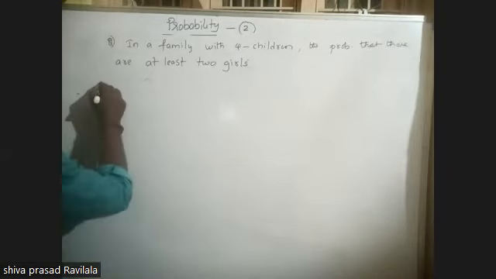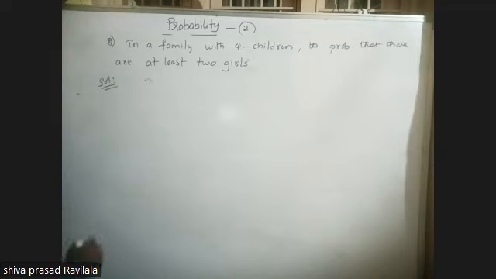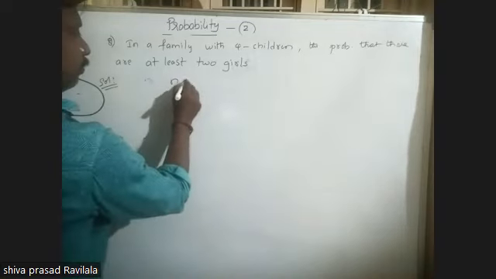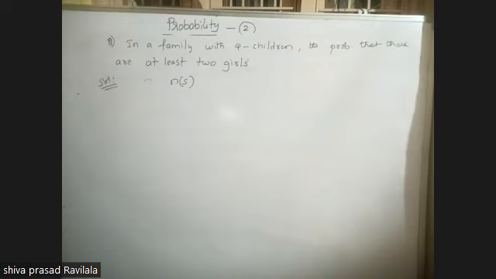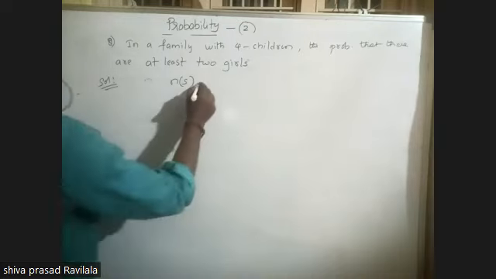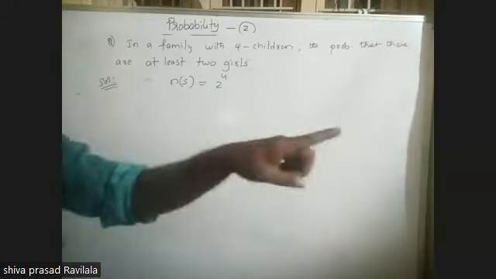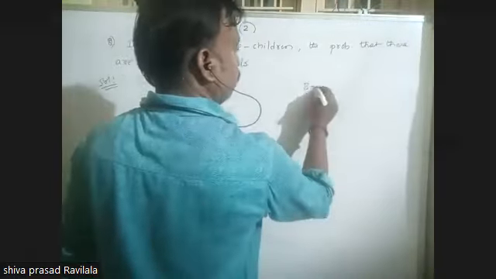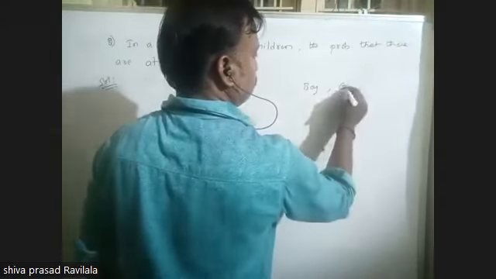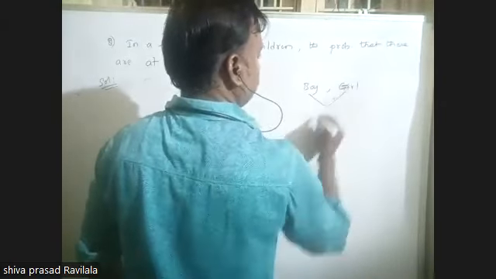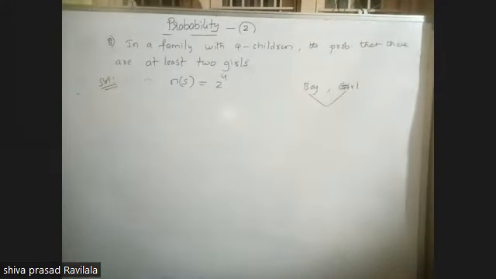Students, put yourselves on mute. In a family with 4 children, the probability that there are at least 2 girls. N of x is equal to 2 power 4. Why? Because each child is either a boy or a girl, 2 cases. So your answer is 2 power 4, the same kind of question.